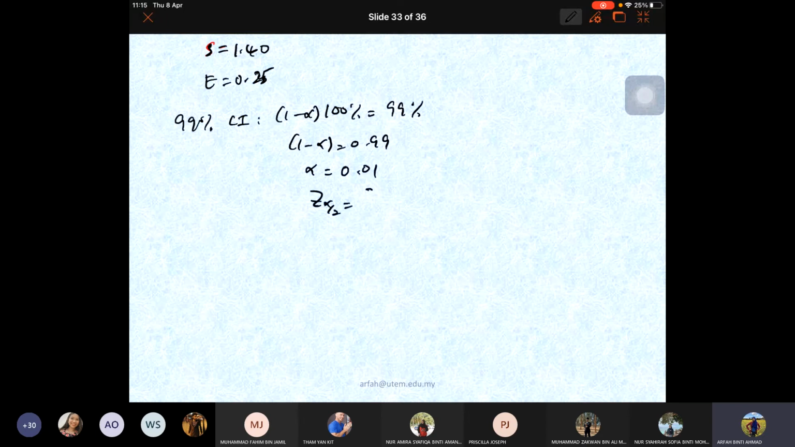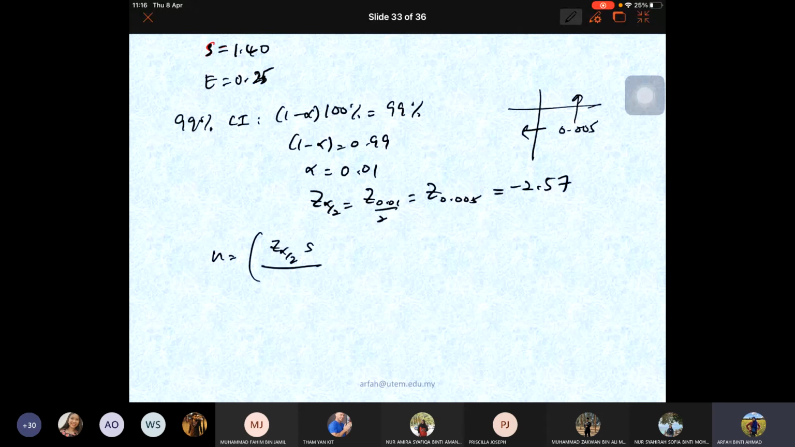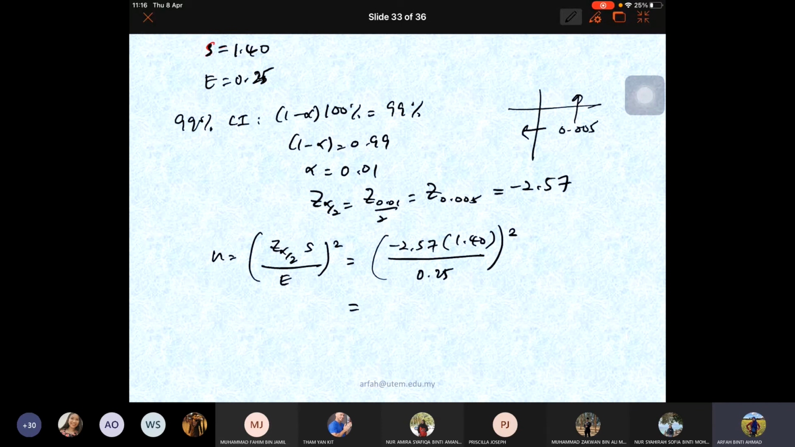Z alpha per 2 equal to, you dapat Z 0.005. So this is your 0.005. Take a look at this one. You akan dapat sama dengan negatif 2 point berapa tadi? 57. Okay. So from here, N akan sama dengan Z alpha over 2 over S divided by the error term to the power of 2. So you taking negative 2.57 multiply with 1.4 divide by 0.25 kuasa 2. So akan dapat sama dengan 207.13.